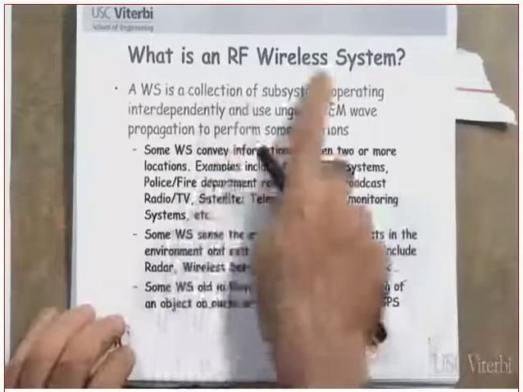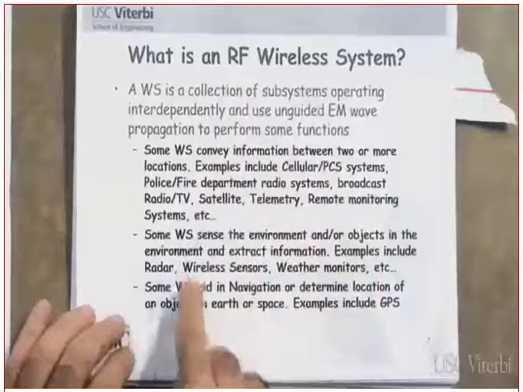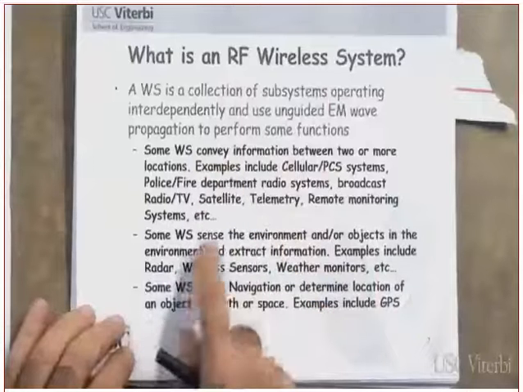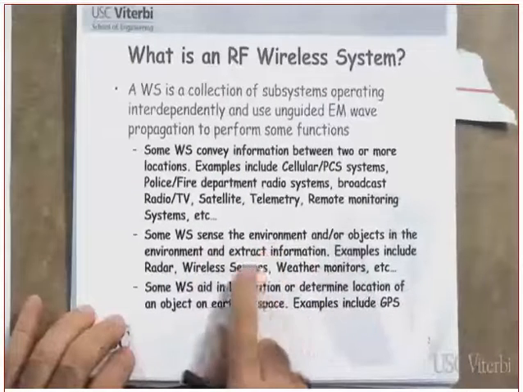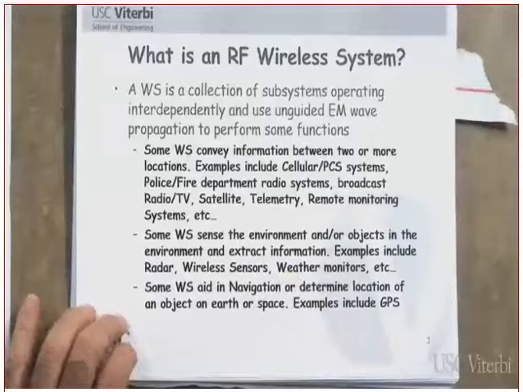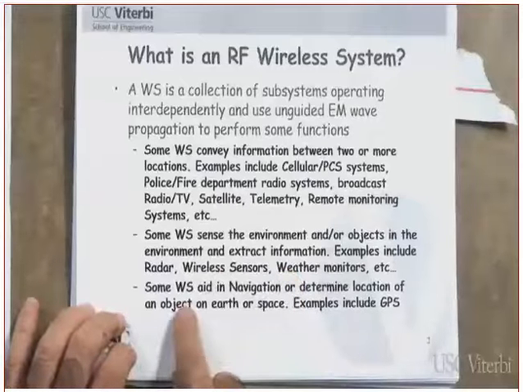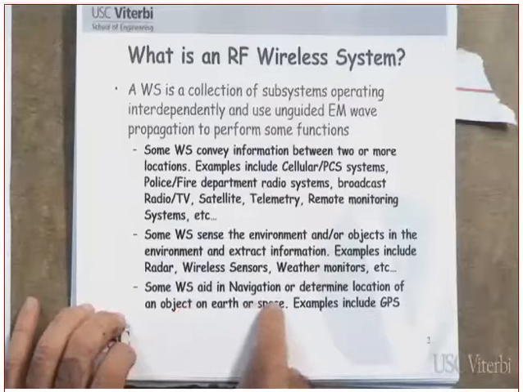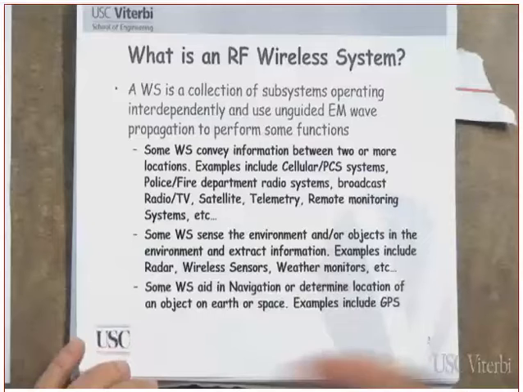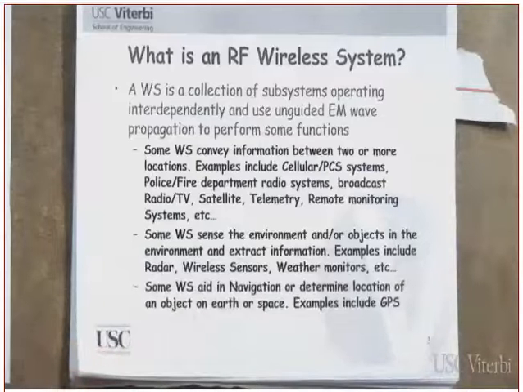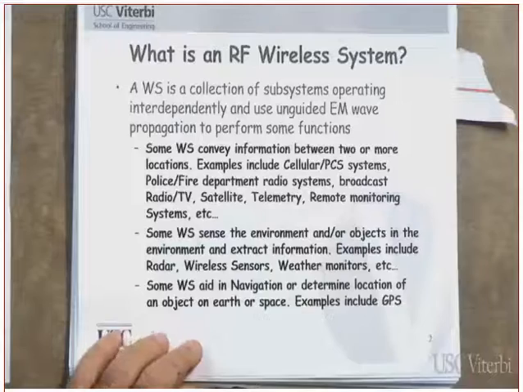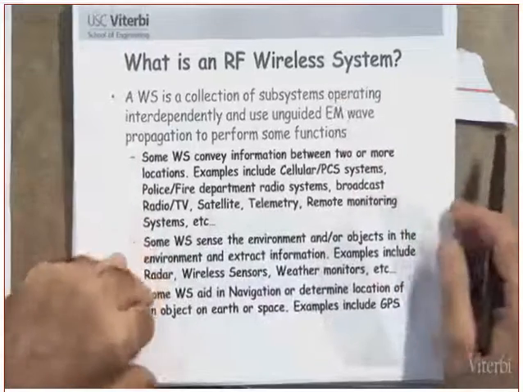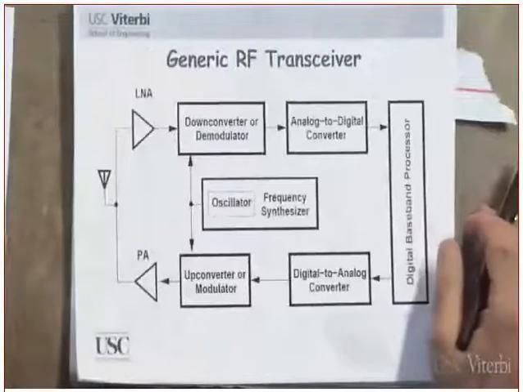But an RF wireless system does not need to be just communicating information. It could also be used to sense some environment. For example, using a wireless sensor, you can sense some temperature, for example, weather monitoring, and so on and so forth. Some wireless systems aid in navigation, the ones that you use for what? Controlling the airplanes or the maritime and so on and so forth, all of these things, including the GPSs and so on and so forth. Clear? So the wireless systems come in different shapes and forms. We will be studying them.